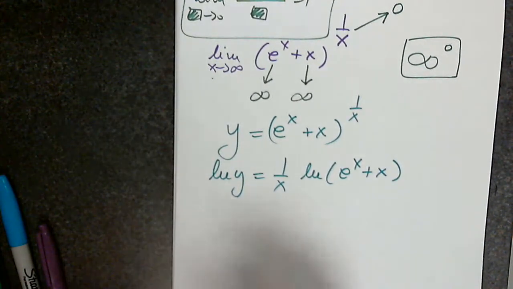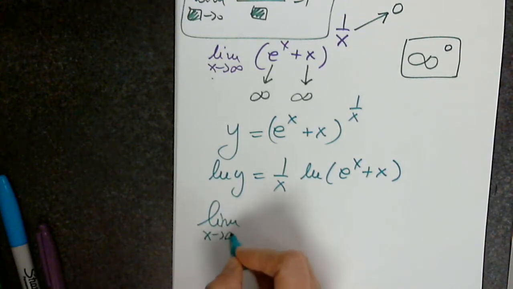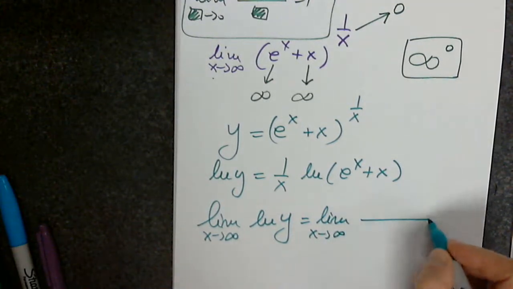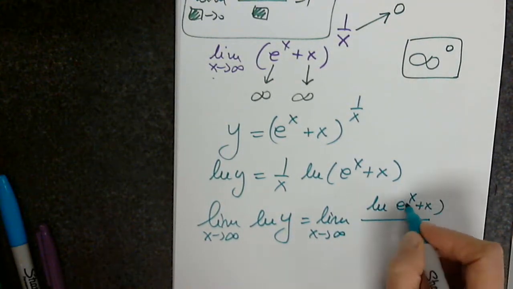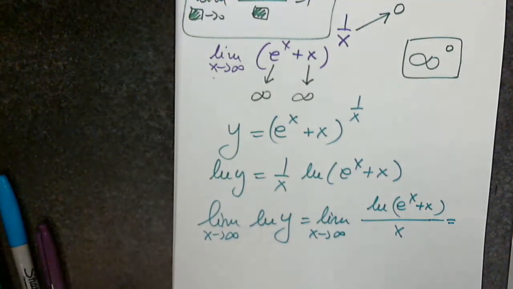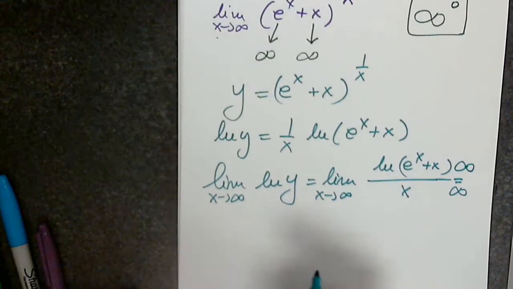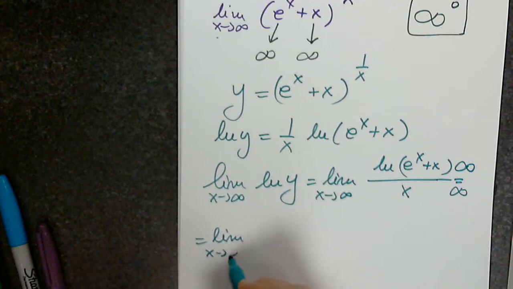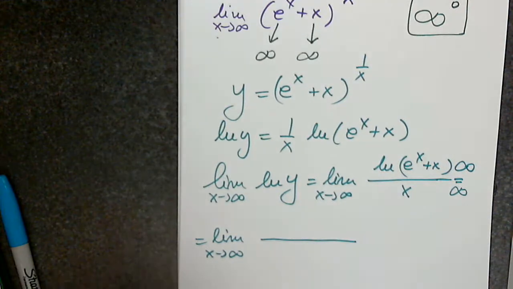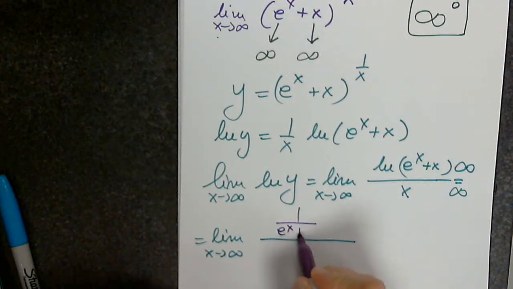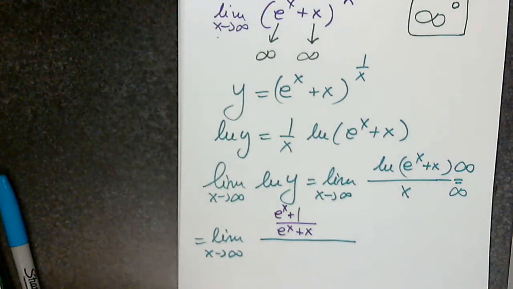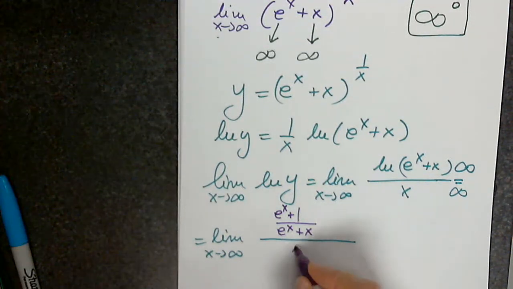Now, although this is not what I'm trying to do, I will find the limit as x approaches infinity of natural log y, which is the limit as x approaches infinity of natural log of e to the x plus x, divided by x. I like it, because it's infinity over infinity. And I can apply L'Hopital's rule. When I differentiate log, I have 1 over e to the x plus x multiplied by e to the x plus 1. When I differentiate the denominator, I get 1.